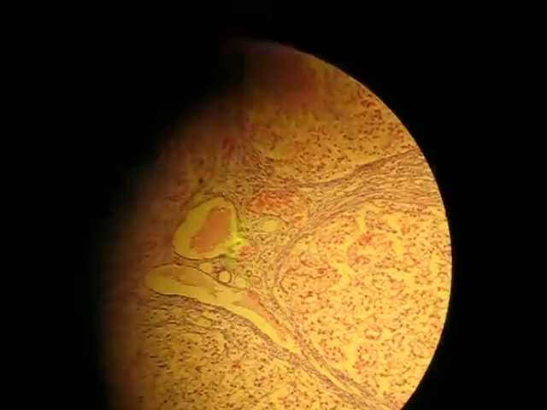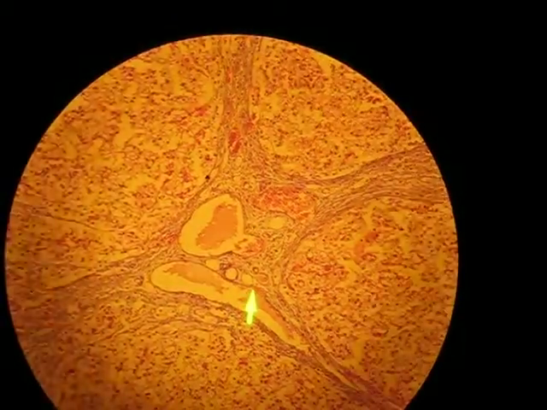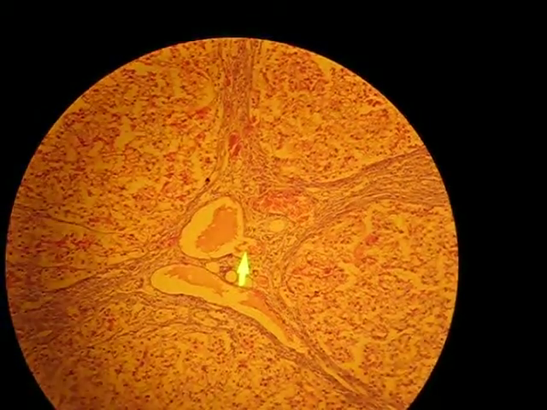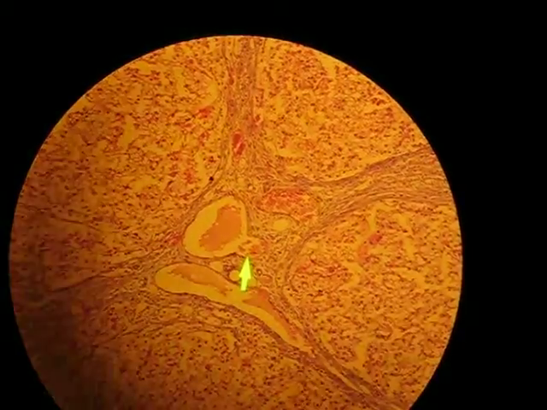These big guys are portal veins. Okay, they all have red blood cells in them, so you can tell that they're veins, and they're big and a little bit floppy and weird. Okay. So you're with me there? Yep. Okay.